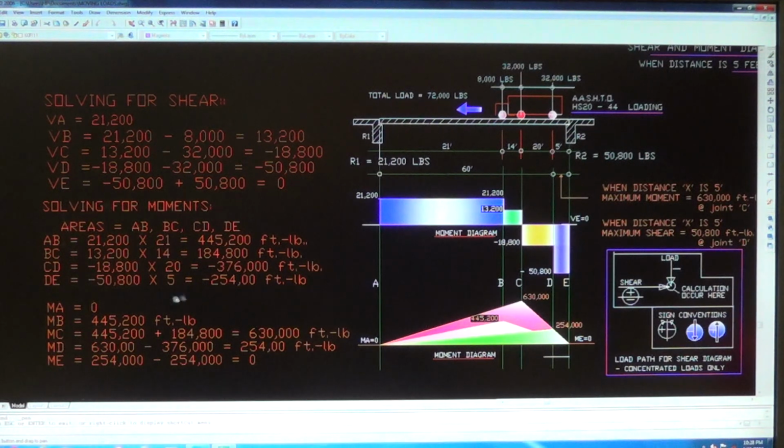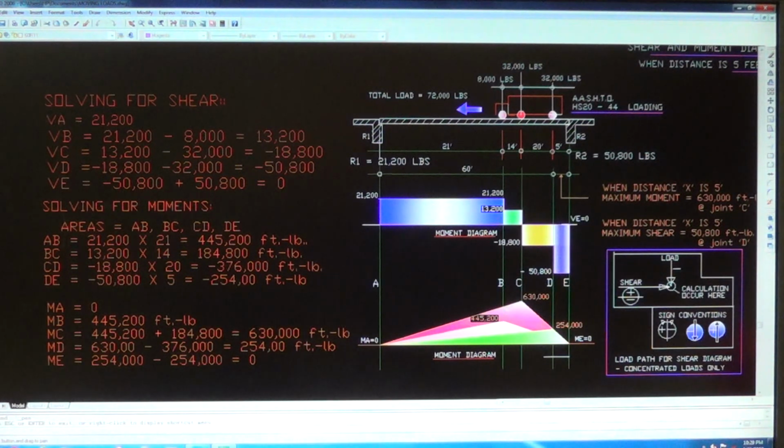Now solving for moments. Moment at A is 0; we start at 0 at the beginning of the moments. And moment at B is the area here, right? The moment at B is the area of AB, which is 445,200. You plot it right here. And now moment at C.